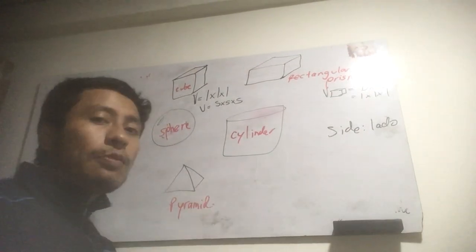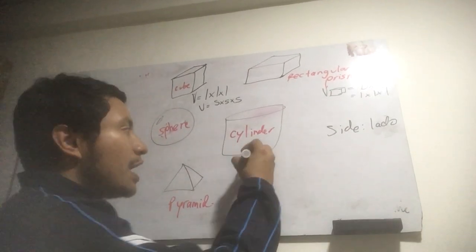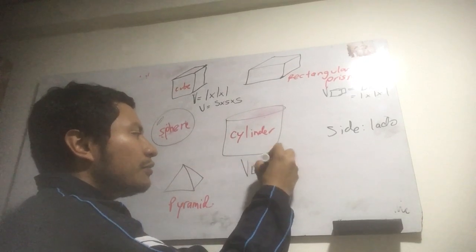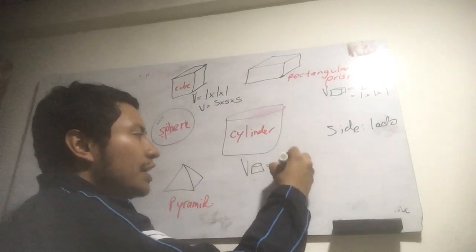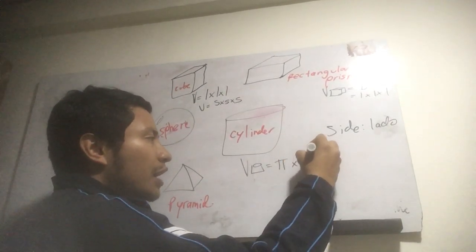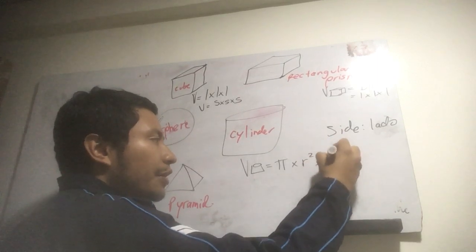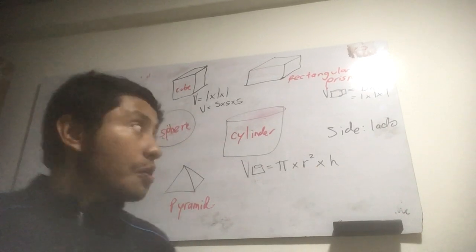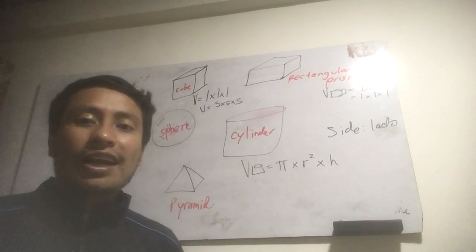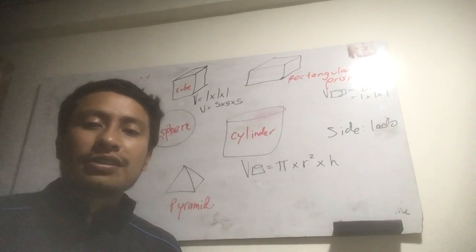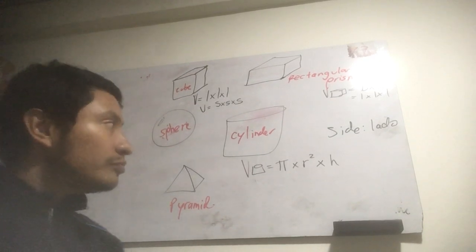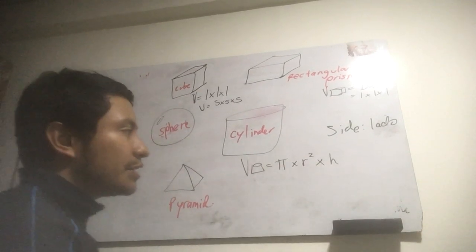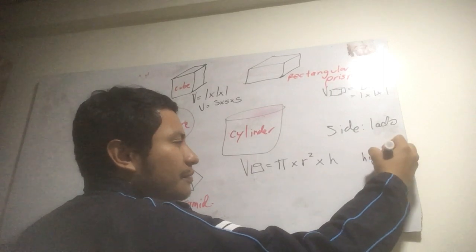I have the other geometrical shape, that is the cylinder. How can I represent the volume of a cylinder? It is pi times r squared times height. Oh, teacher, I don't know what is pi and what is this strange symbol that I don't see in one moment of my life. Ready? So h is the height.